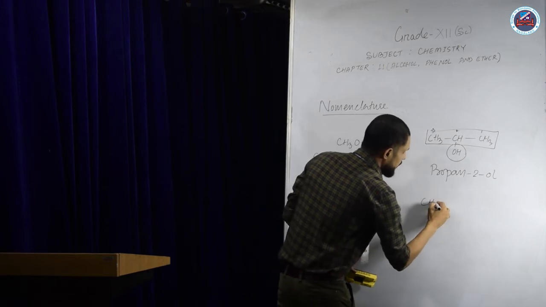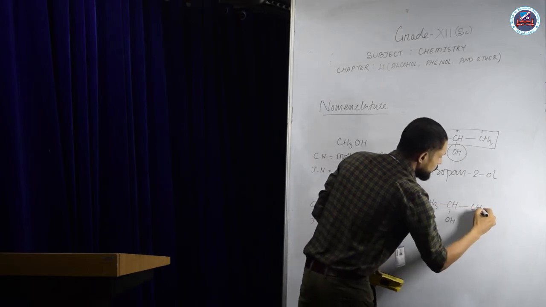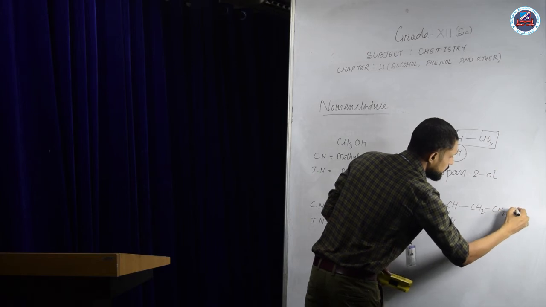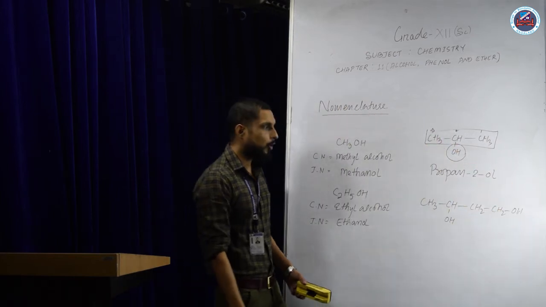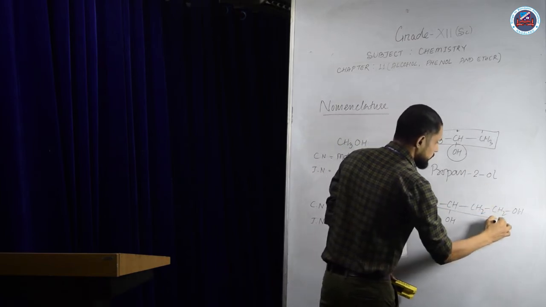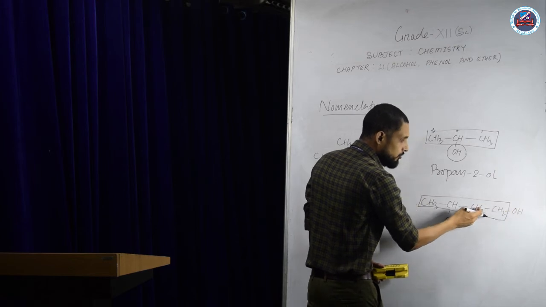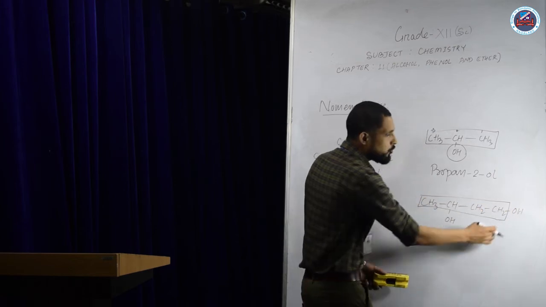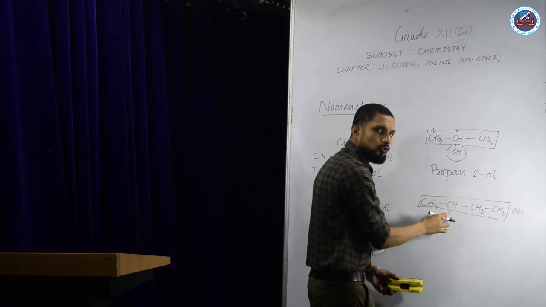Next example, CH3, CH, OH, CH2, CH2, OH. Again, find out the longest possible chain. So 1, 2, 3, 4. There are 4 carbon atoms. Now if you go from right to left, 1, 2, 3, so we have 2 OH groups and the positions of the 2 OH groups are 1 and 3.